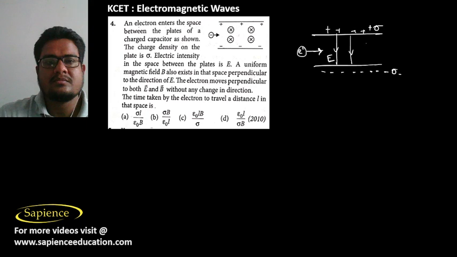A uniform magnetic field also exists in the space perpendicular to the direction of the electron. The electron moves perpendicular to both the electric field and magnetic field without any change in direction. Find the time taken by the electron to travel distance L in that space.